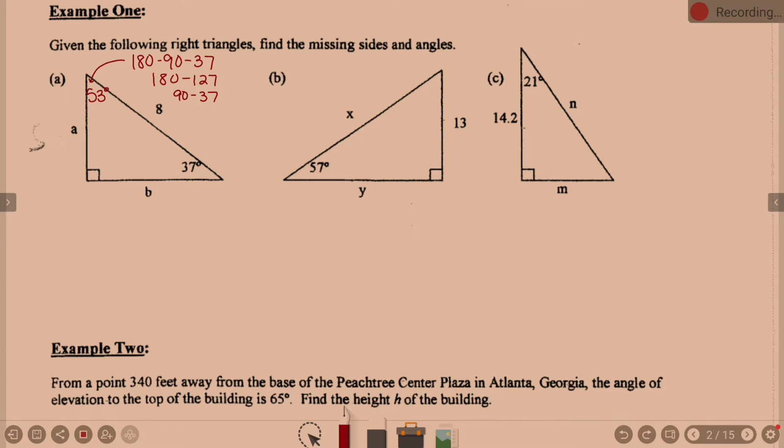All I care is that you can find this 53 degrees. You probably learned that back in middle school. Somewhere along the line you learned that, probably before geometry. If not, I can guarantee you it happened in geometry. Okay, next. We need to find A, and we need to find B.